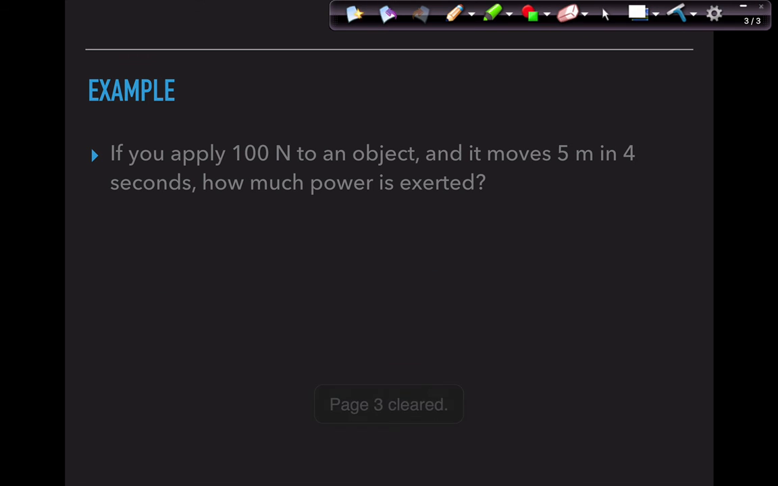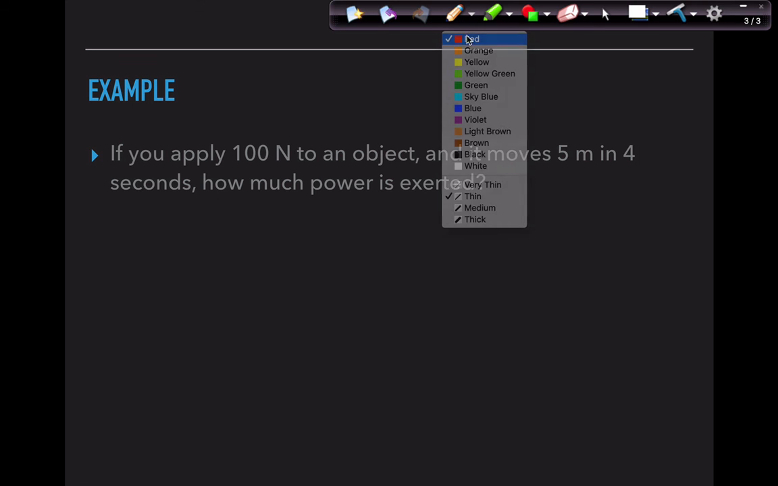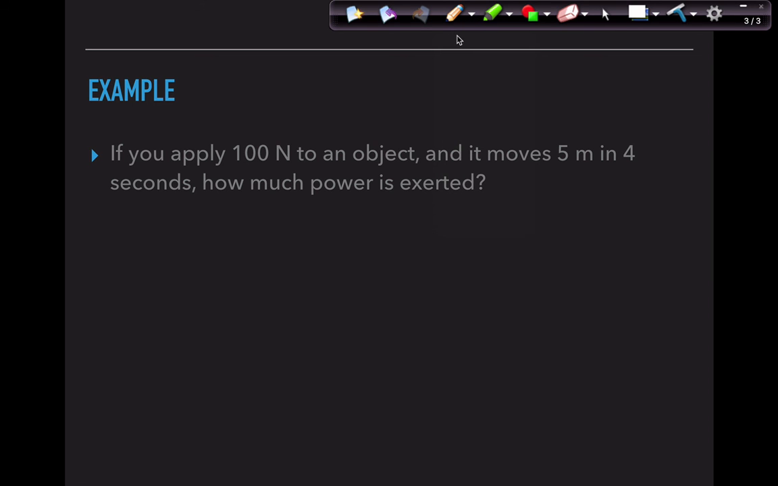Now we're going to do one more example problem. This one, instead of giving you work total, I'm giving you a force and a distance. So over here we're going to write P equals big fat question mark, force, distance, and time. So the force is 100 newtons. All we have to do is match our units. The distance is 5 meters, and the time is 4 seconds.